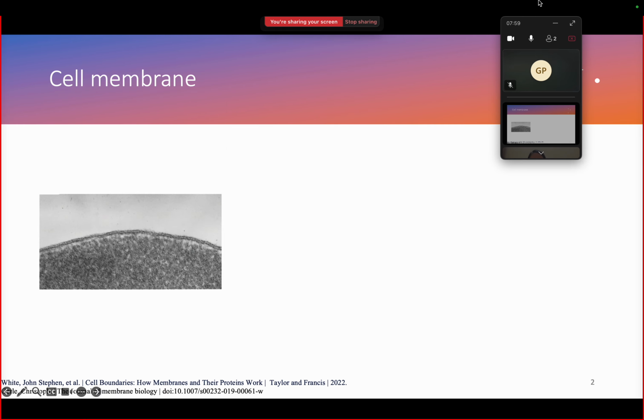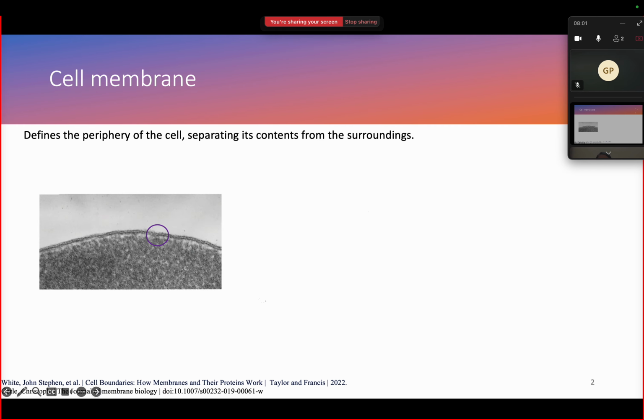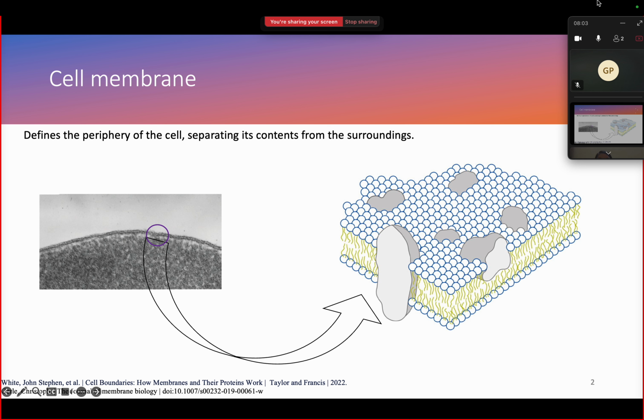Overall I discussed some basics about cell membrane. So what exactly is a cell membrane, right? So cell membrane, it defines the periphery of a cell, separating its content from the surrounding to the interior of a cell, right? And then this is one of the representative and the initial images of a cell, and this is the zoomed in image of a cell membrane, how exactly it looks like.